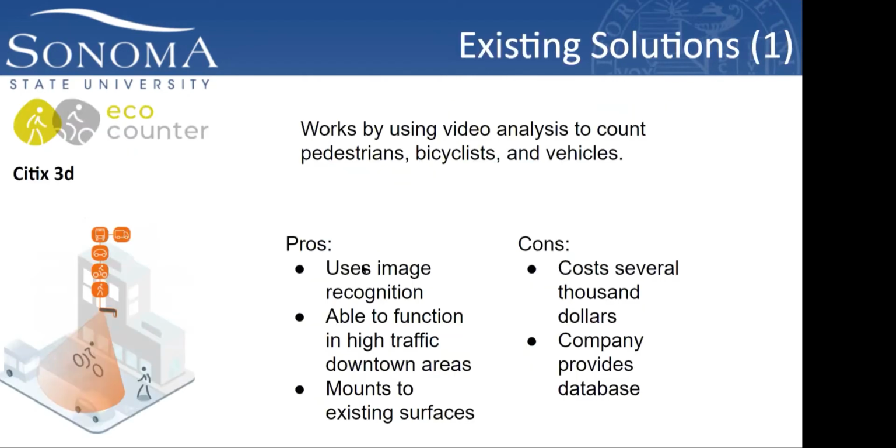One of the existing solutions for these kind of problems is Citrix 3D by EcoCounter. This works by using image recognition in high traffic downtown areas to count the number of pedestrians, bicyclists, and vehicles, and it even mounts to existing surfaces. But a problem for our purposes is this product costs several thousands of dollars, which can get very costly. And the database is company provided / company managed, where our goal is to have a user managed database.